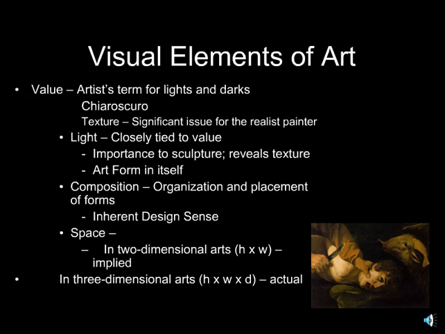Now, space differs from 2D to 3D art forms in that in the two-dimensional arts it's implied. You might look at a painting and say, wow, there's a lot of space in that landscape, but it's not actual space. In the 3D arts, like sculpture and architecture, the space is actual because you add depth to the height and width that we find in 2D art, like painting.